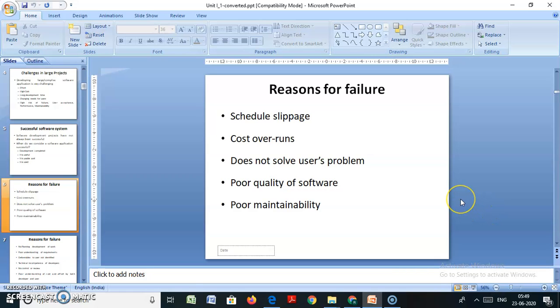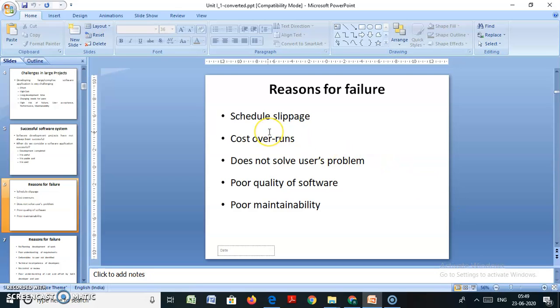Next, reasons for failure. So what are the reasons for failure of software systems? We develop systems, but in the development of projects we face many challenges, and only 20% of the products are successfully completed. Some systems may be abandoned or withdrawn during development, because of some reasons. So what are the reasons for failures?